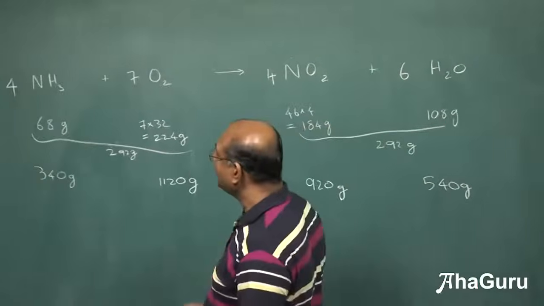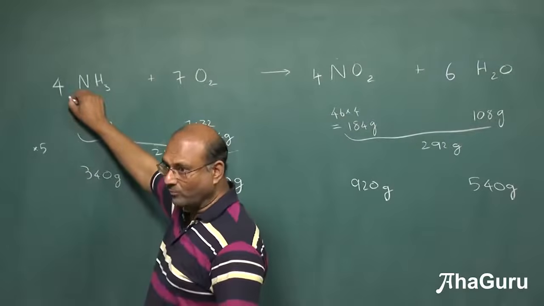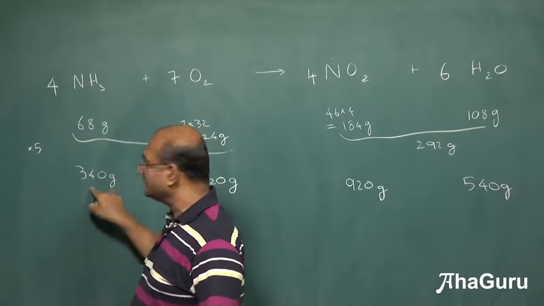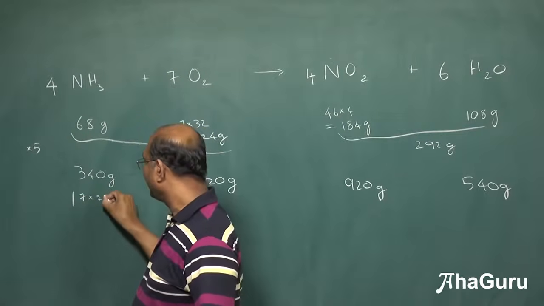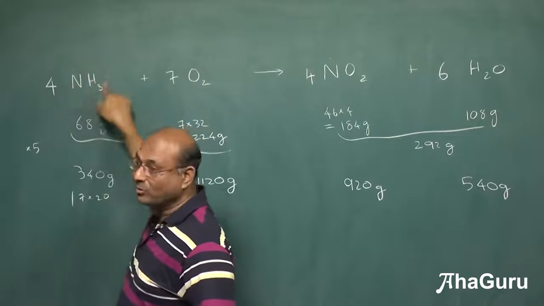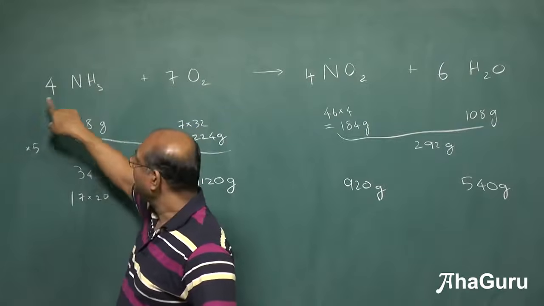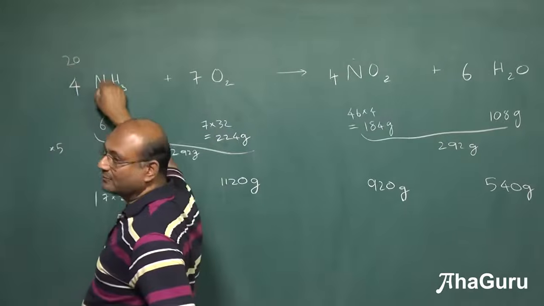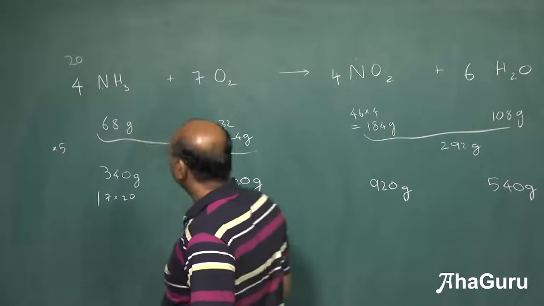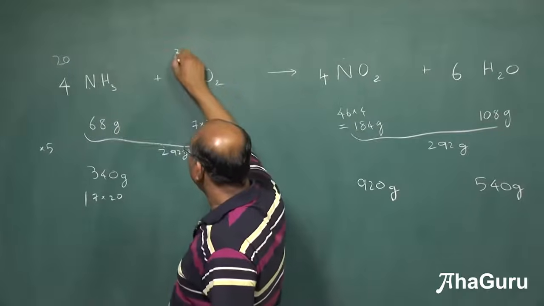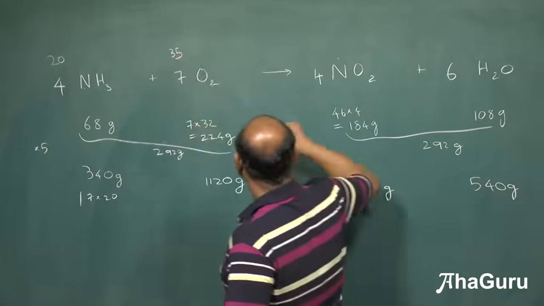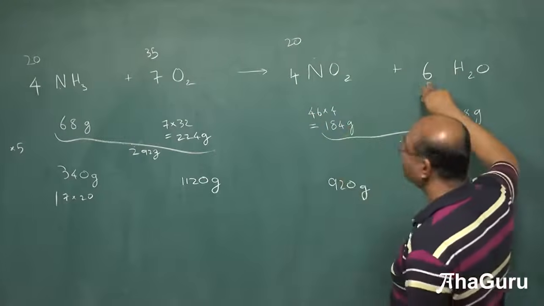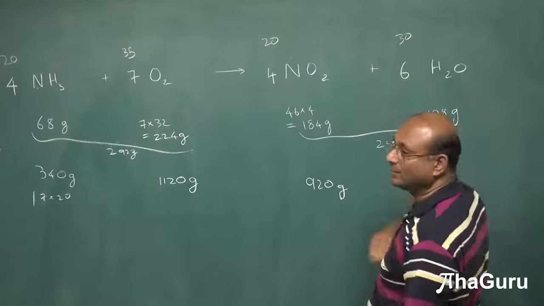You can also do this in a slightly different way. You can say 4 moles, I know it is 68, but I want 340 grams. 340 grams is 17 into 20. So I must have had 20 moles of this, which means I must have had 4 into 5. So I must have had 20 moles of ammonia. So I must have 7 into 5, 35 moles of oxygen. I must have had 4 into 5, 20 moles of nitrogen dioxide. And I must have 6 into 5, 30 moles of water.